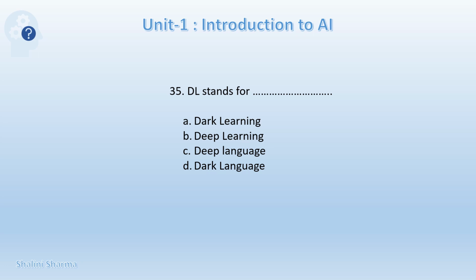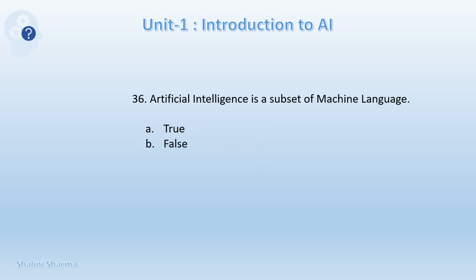DL abbreviation stands for dark learning, deep learning, deep language, or dark language. Which of the options is correct? DL stands for deep learning. Artificial intelligence is a subset of machine language. Is this statement true or false? This statement is false, as we all are aware that machine language is a subset of artificial intelligence, and not that artificial intelligence is a subset of machine language.